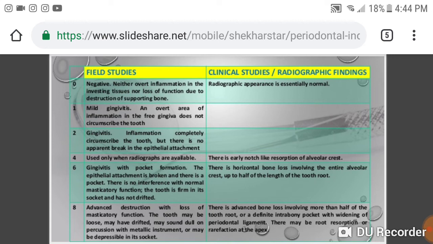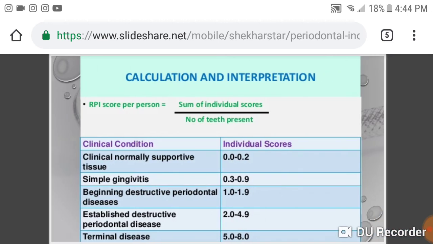8, advanced destruction with loss of masticatory function. The tooth may be loose, may be drifted, may sound dull on percussion with a metallic instrument, or may be depressible in its socket. The radiographic finding is that there is advanced bone loss involving more than half of the tooth root, or a definite interbony pocket with widening of the periodontal ligament. There may be root resorption or rarefaction at the apex.